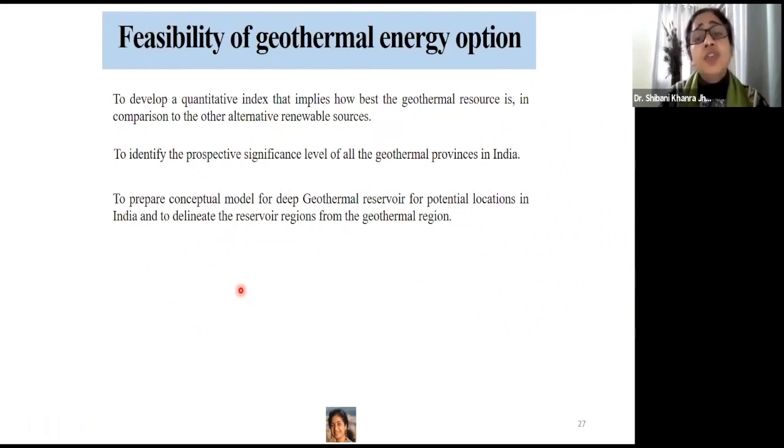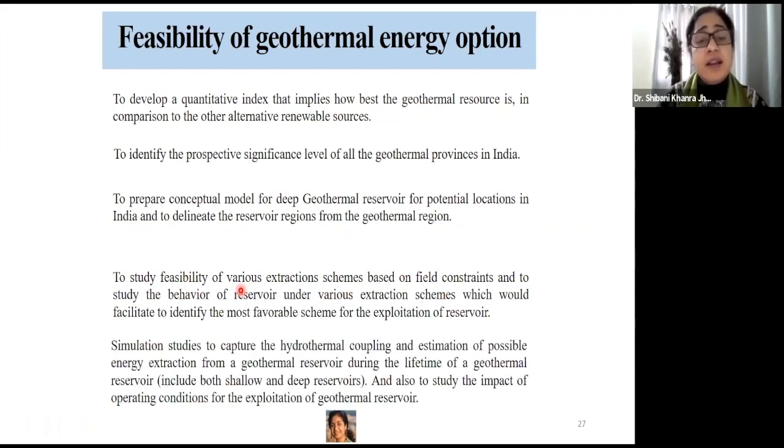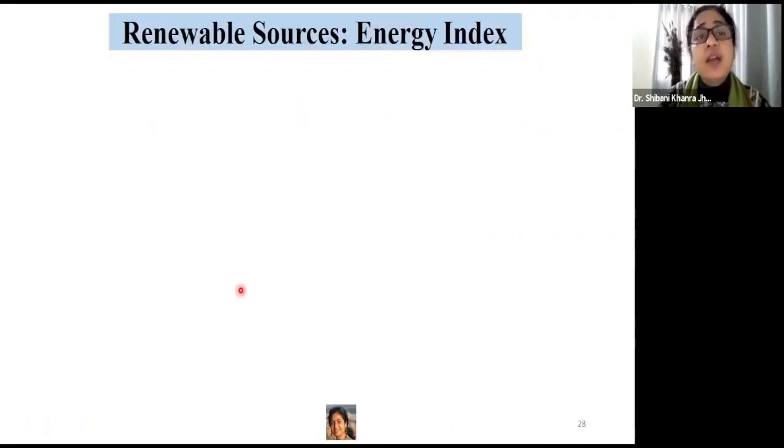Then also, delineating the geothermal reservoir for assessing the potential of geothermal extraction, and at the same time studying the various extraction schemes which will lead to the potential expected from it. And then some simulation studies, which will also indicate what the recovery from a particular reservoir is over the lifetime of the geothermal reservoir. So these are some of the feasible ways to study geothermal options. We'll look into some of them and discuss them mostly in the context of these renewable resources.